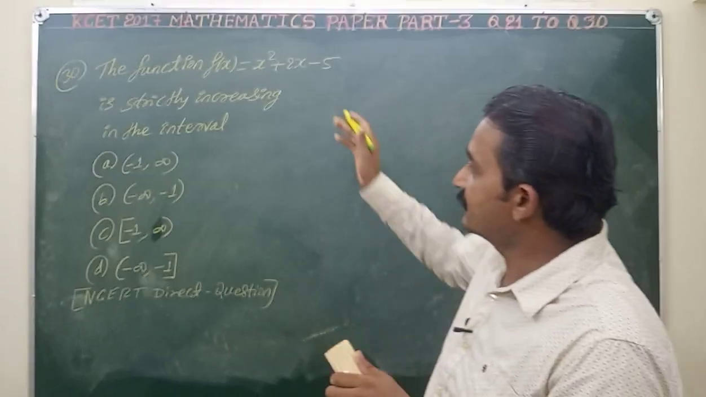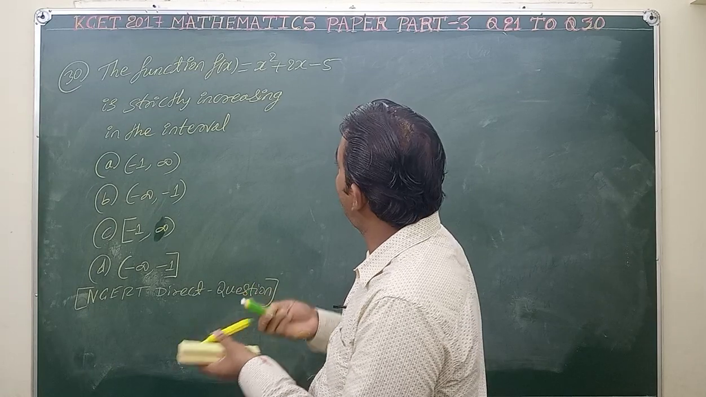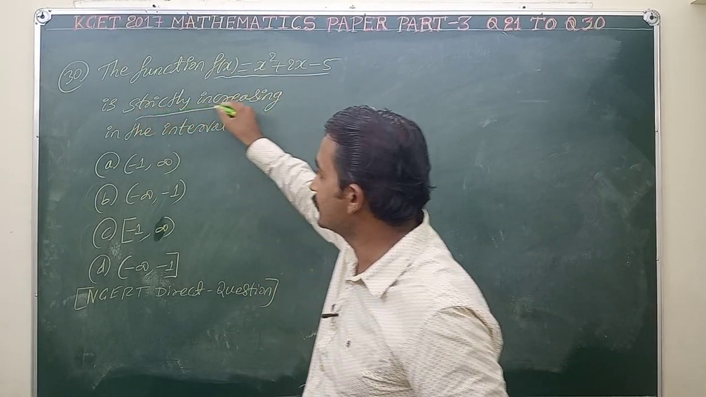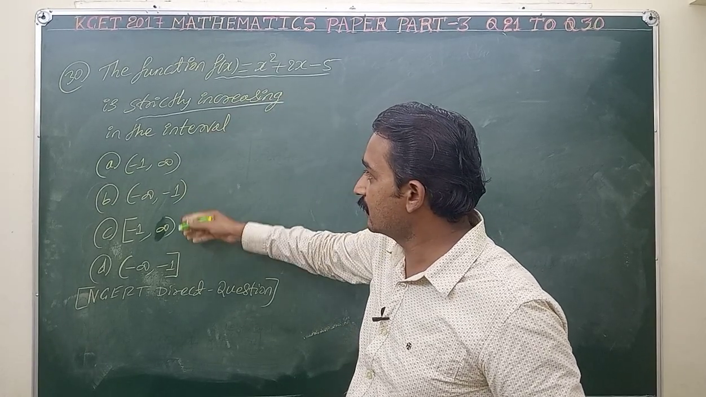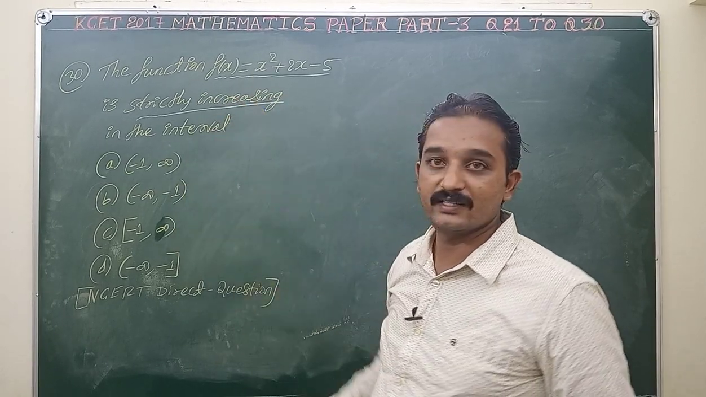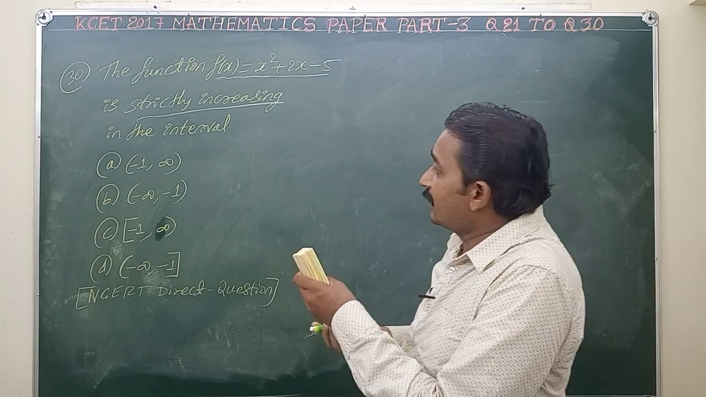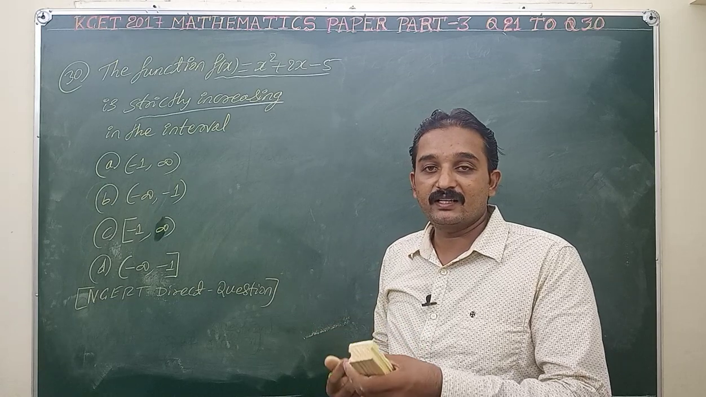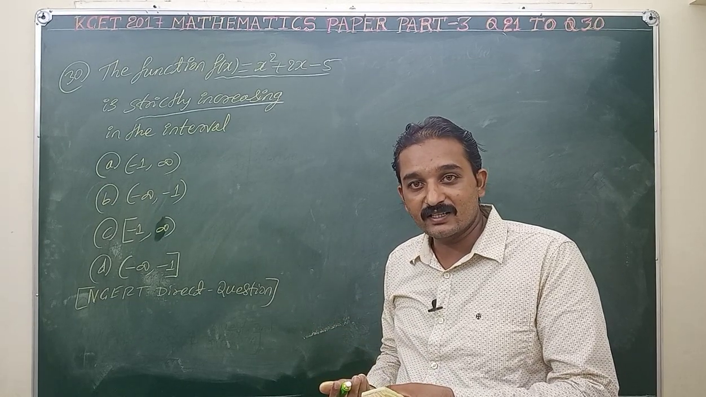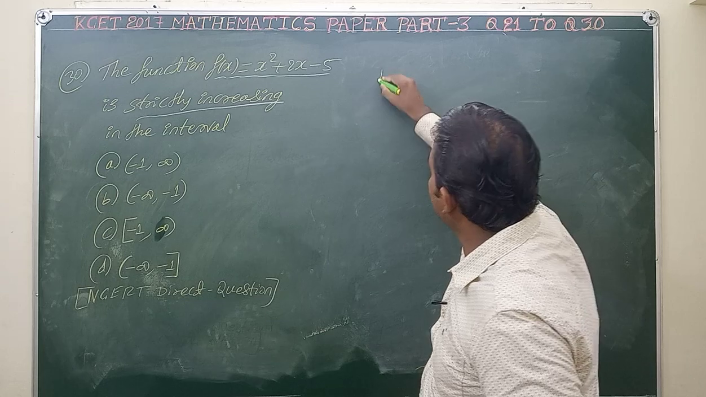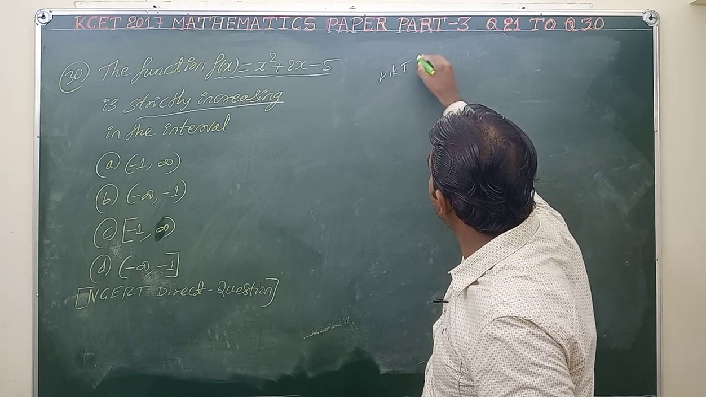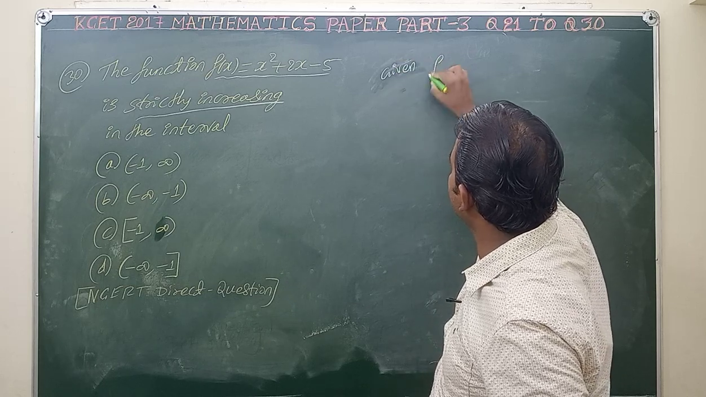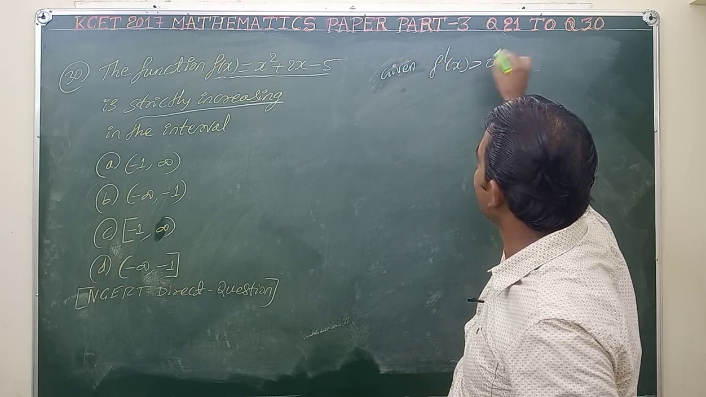The function f of x is given. It is given f of x is equal to x square plus 2x minus 5 is strictly increasing, which is important. It is the condition. Then find the interval in which this is strictly increasing. So using the condition for strictly increasing and strictly decreasing, which is well known: strictly increasing function f of x means f dash of x is strictly greater than 0.